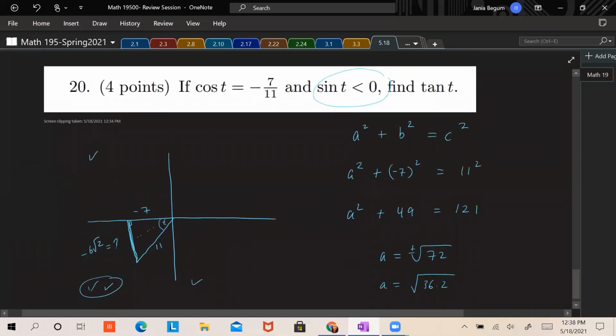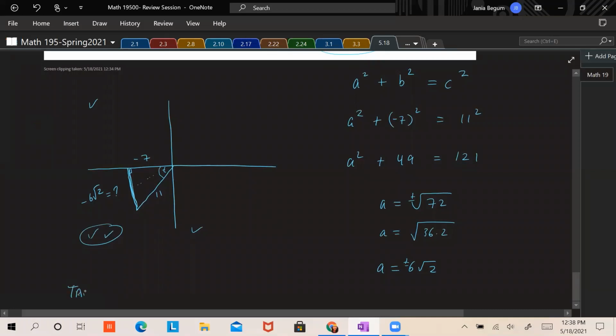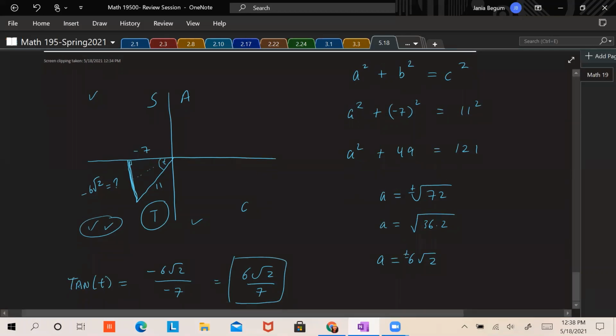We want tangent of t. So tangent of an angle is equal to opposite over adjacent. So we have opposite, which is -6 square root of 2, and adjacent is -7. So that simplifies to 6 square root of 2 over 7. So that will be the exact value for tangent. And you can check from ASTC that t in the third quadrant means tangent is positive, and cotangent as well. So we have a positive value, so everything makes sense. Any questions on this problem?